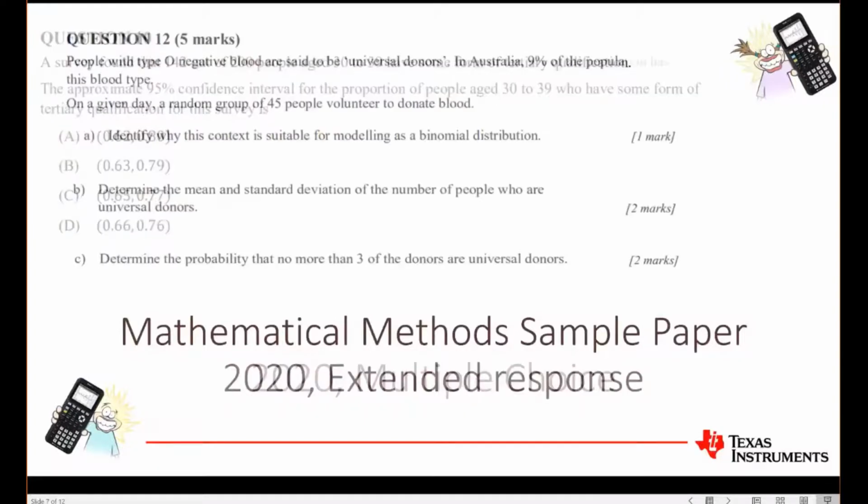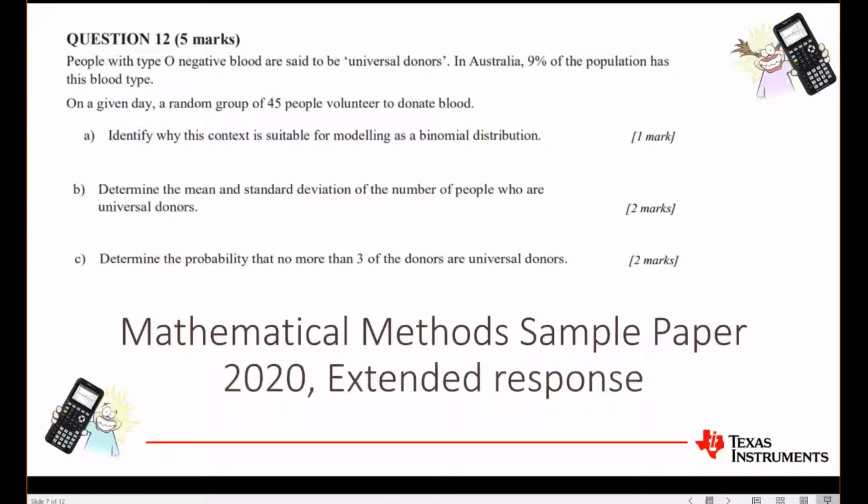All right, on to some extended response. From here, we're told that people with type O negative blood are said to be universal donors. In Australia, 9% of the population have this type of blood. On a given day, a random group of 45 people are donating blood. We're going to skip over part A because this is an interpretation question that's fairly straightforward. What we want to focus on is what the calculator can do. So I hope you don't mind, we're going to move past that one.